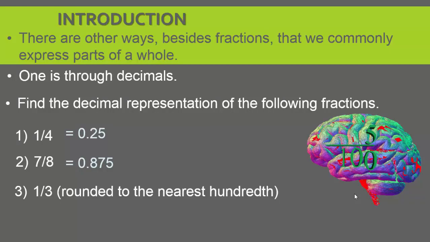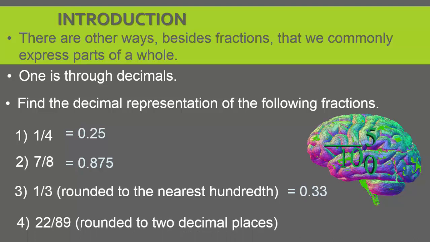Returning to the PowerPoint, we saw on the whiteboard how we can get that 1/3 is approximately 0.33. In example number 4, like in example number 3, we want to round 22 over 89 to 2 decimal places when we turn it into a decimal, which means we're going to round it to the nearest hundredth. Let us go to the whiteboard and work this out in detail.